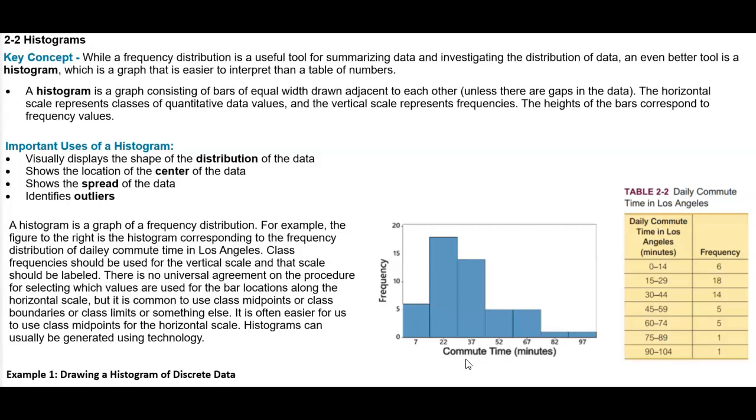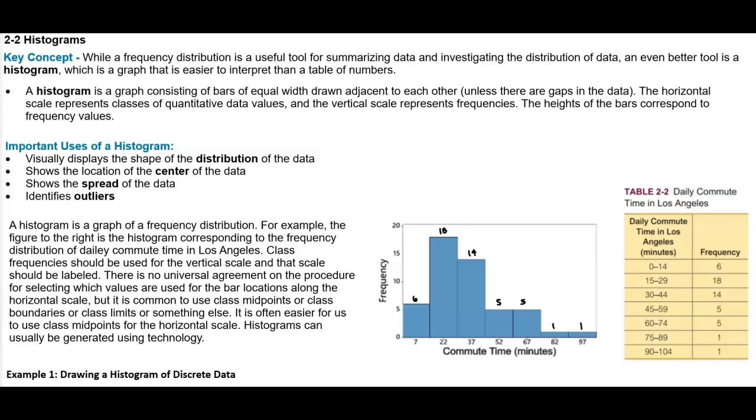Now, if you take a look here, the first class is between 0 and 14, and that number here would be 6. That is the frequency. Okay, the second class is between 15 and 29, and the midpoint of that is 22, and you can see that that represents 18. And then this one represents 14, this one is 5, this one is also 5, this one is 1, and this is 1.